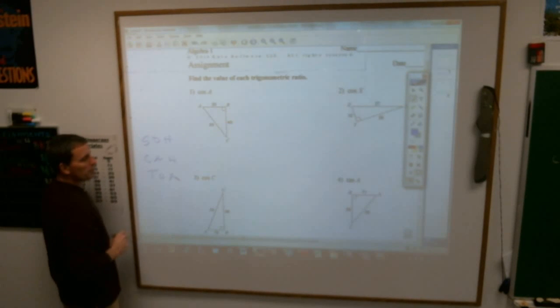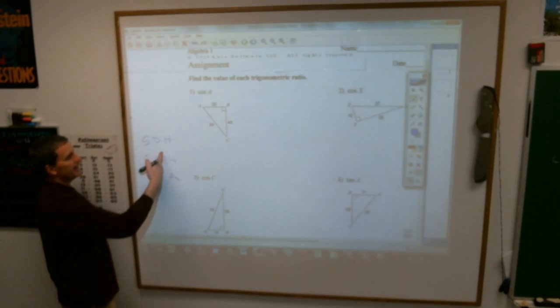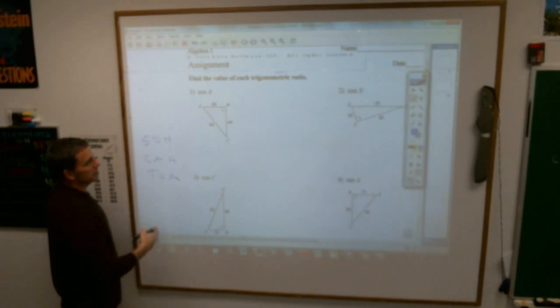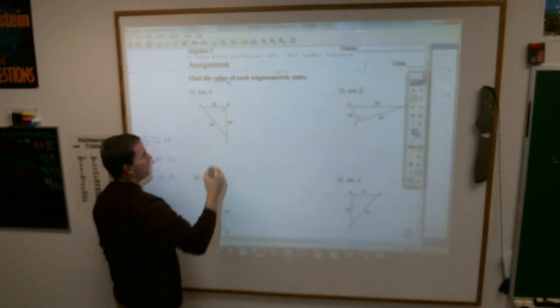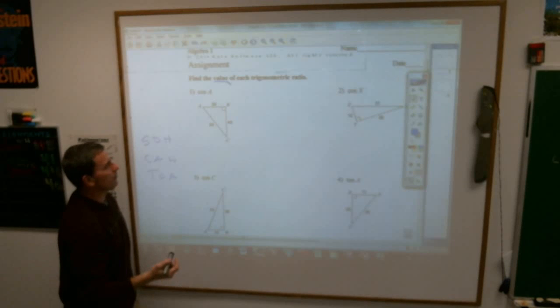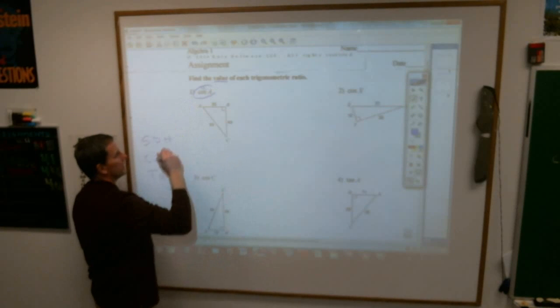TOA. Sine is opposite over hypotenuse, cosine is adjacent over hypotenuse, tangent is opposite over adjacent. So, they're asking you for the value. In that case, you're just looking for a decimal or a fraction of the cosine of A.